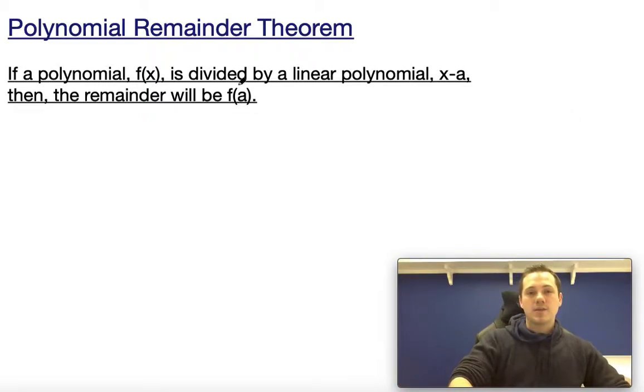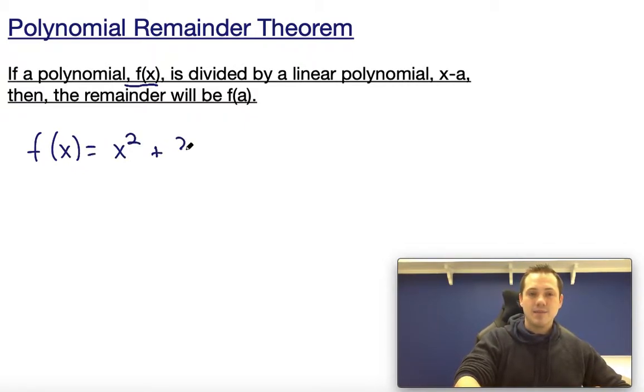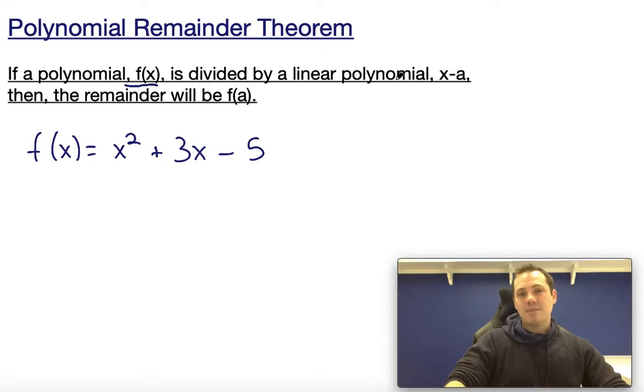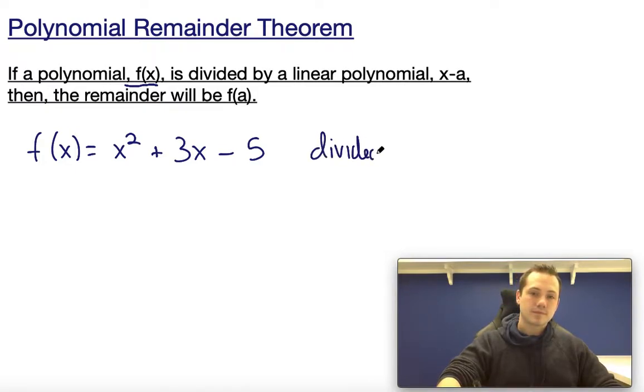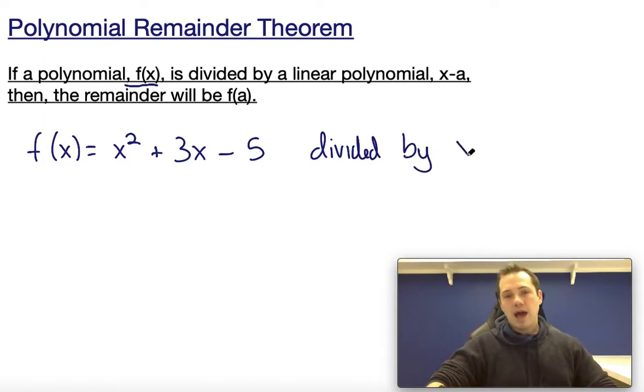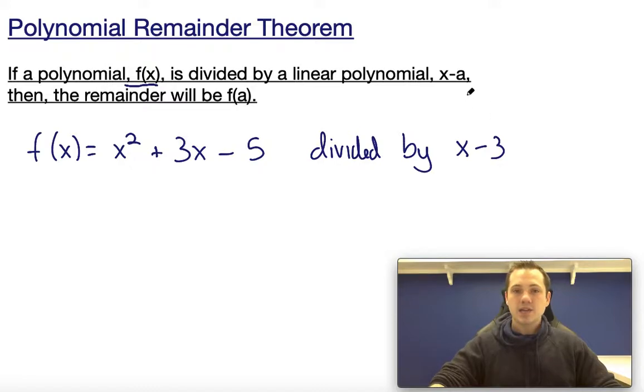So if we have a polynomial, f of x just means a function. So this might be, let's just do something like f of x equals x squared plus 3x minus 5. And then this is divided by a linear polynomial, x minus a. So let's say we took this and we divided it by x minus 3. So what we can see here is that x minus a is given by x minus 3. So this implies that a is equal to 3.